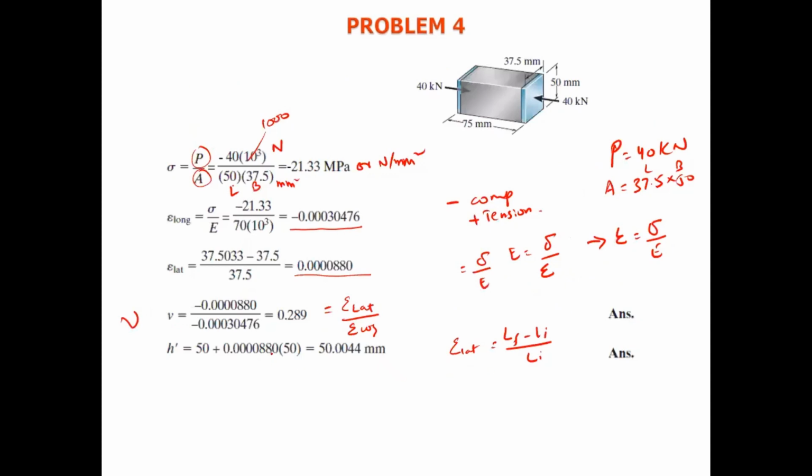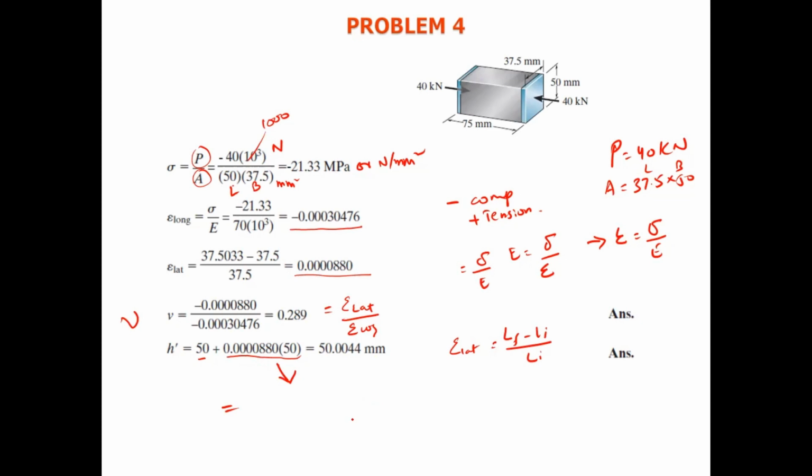For the second task, it's very simple. We have to determine the increase in length in the direction of the 50 millimeter side. Now we have to know the initial length plus strain. So we multiply the lateral strain by the original length. We got 0.0004. Then we add it to the 50. We get the answer 50.04.